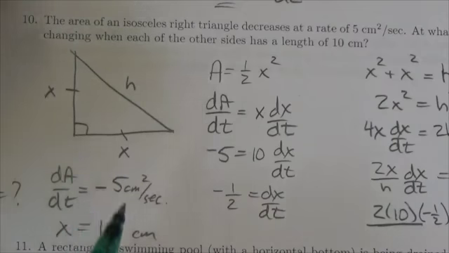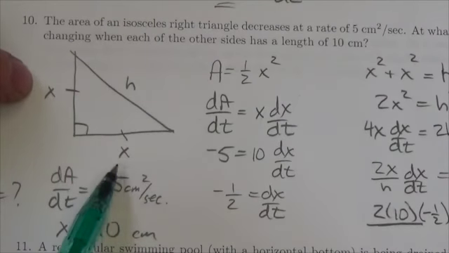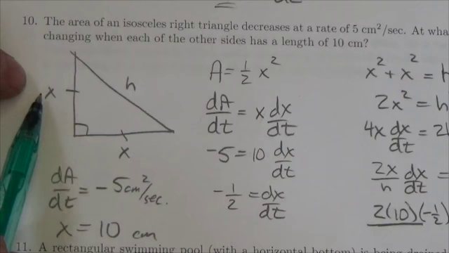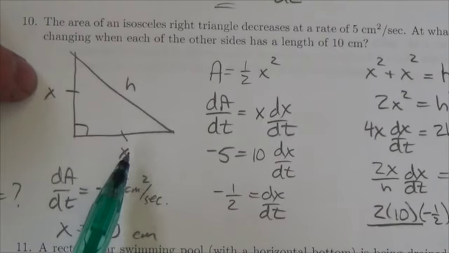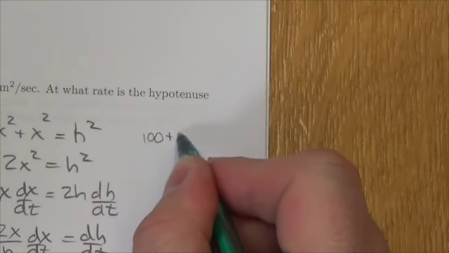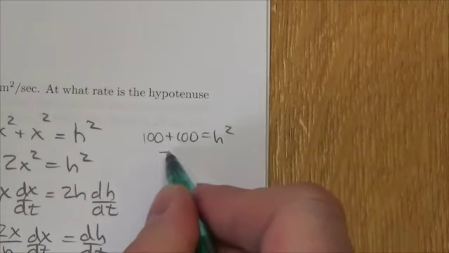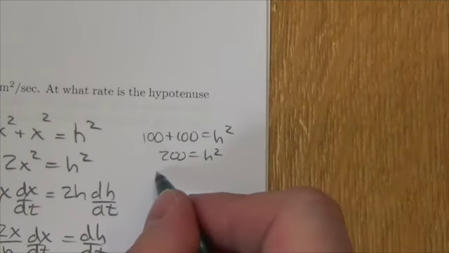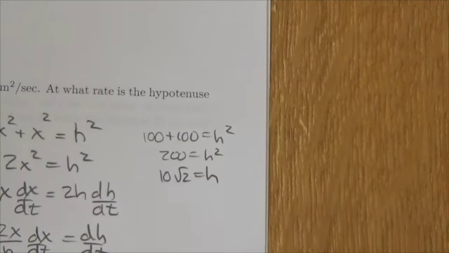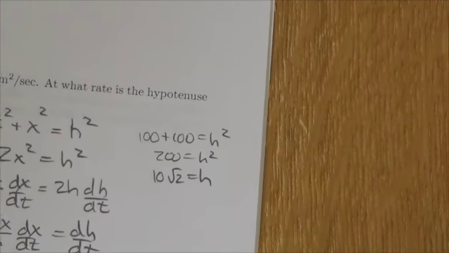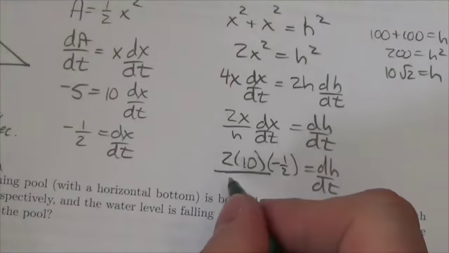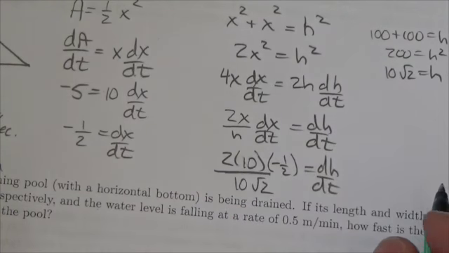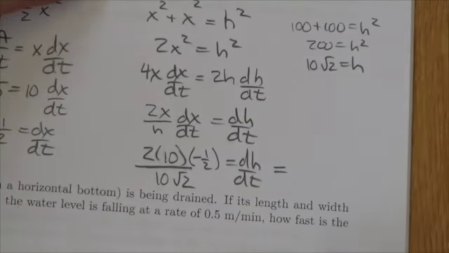This is 10, this is 10. So the Pythagorean theorem would say 10 squared or 100 plus 10 squared, 100, so 100 plus 100 is equal to h squared. 200 equals h squared. So when I take the square root of that, I am going to get 10 root 2 is equal to h. So that information was not given to me directly. I just had to figure that out here. And that gives me 10 root 2.